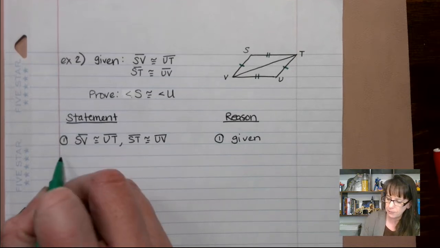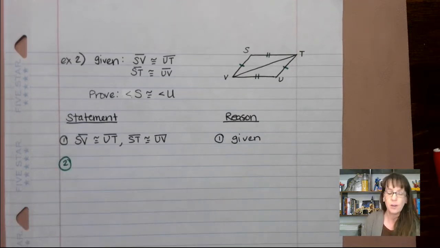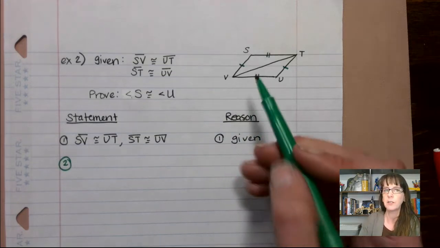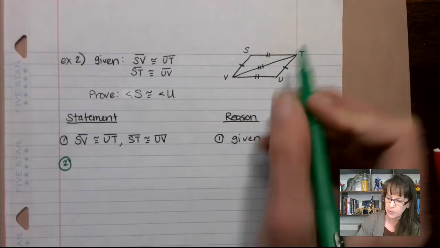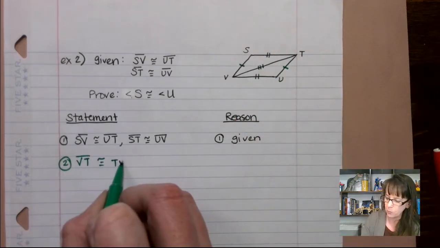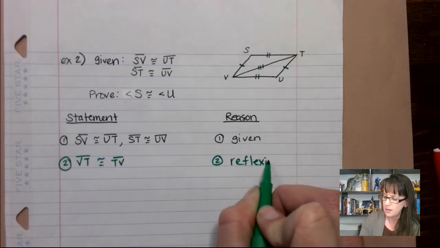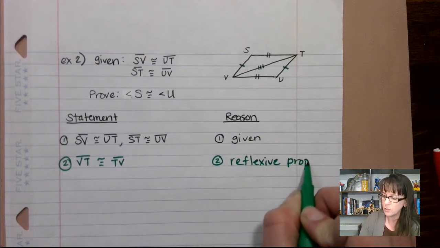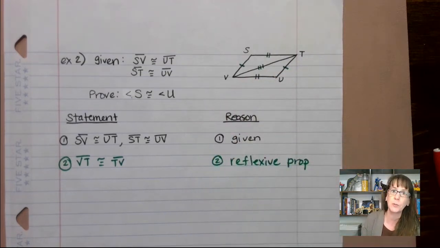Now, for number 2 here, I don't have any definitions to do, but I have an obvious but not given, which is that VT is going to be congruent to TV, which is the reflexive property. Okay, so now at this point, if I were to separate these triangles out, you see that I would have 3 sides that are congruent. Therefore, these triangles have to be congruent.